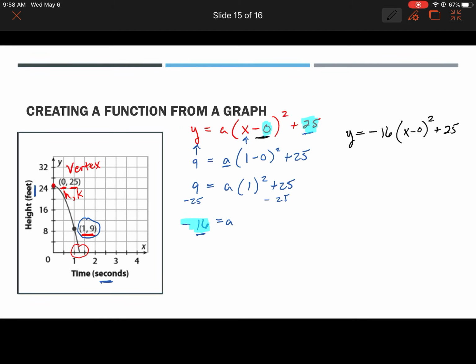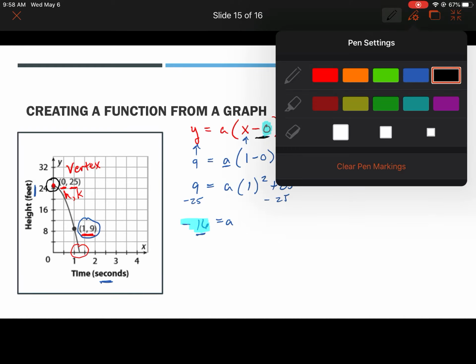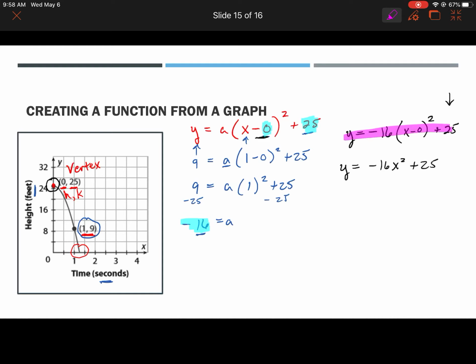Okay, notice that the constant is the same as the y-intercept, and that's pretty normal, right? So this would be my, if I simplified it, negative 16x squared plus 25. This is my equation in vertex form right here. This is vertex form. And this one down here is already expanded for us because there wasn't another term in there to multiply. So this is my standard form here.